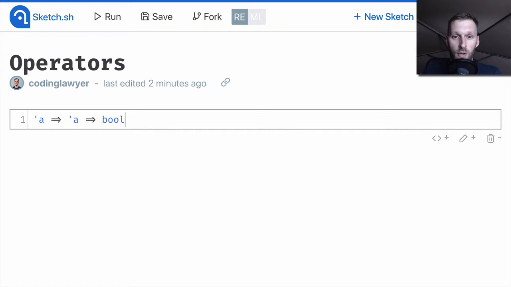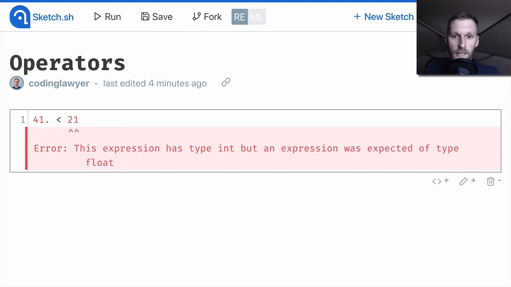Now, what if we compare two values with different types? What will happen? Here, we are comparing a float with an integer, and we got an error since a polymorphic comparison operator always expects two arguments of the same type. So if we try to apply it to two values of different types, we get a typing error like here.